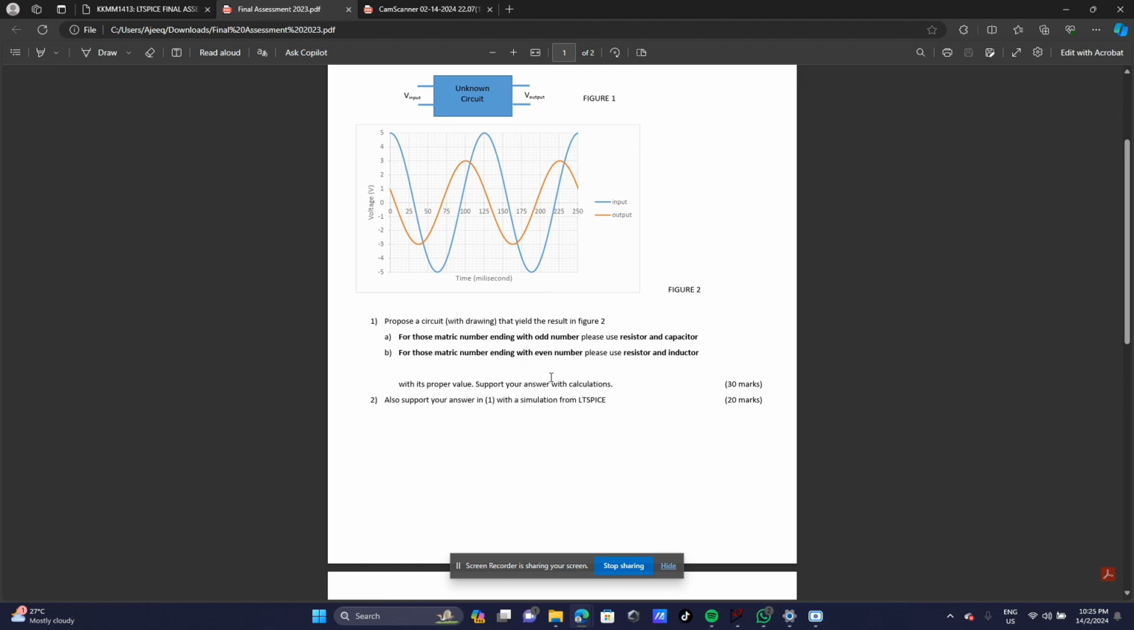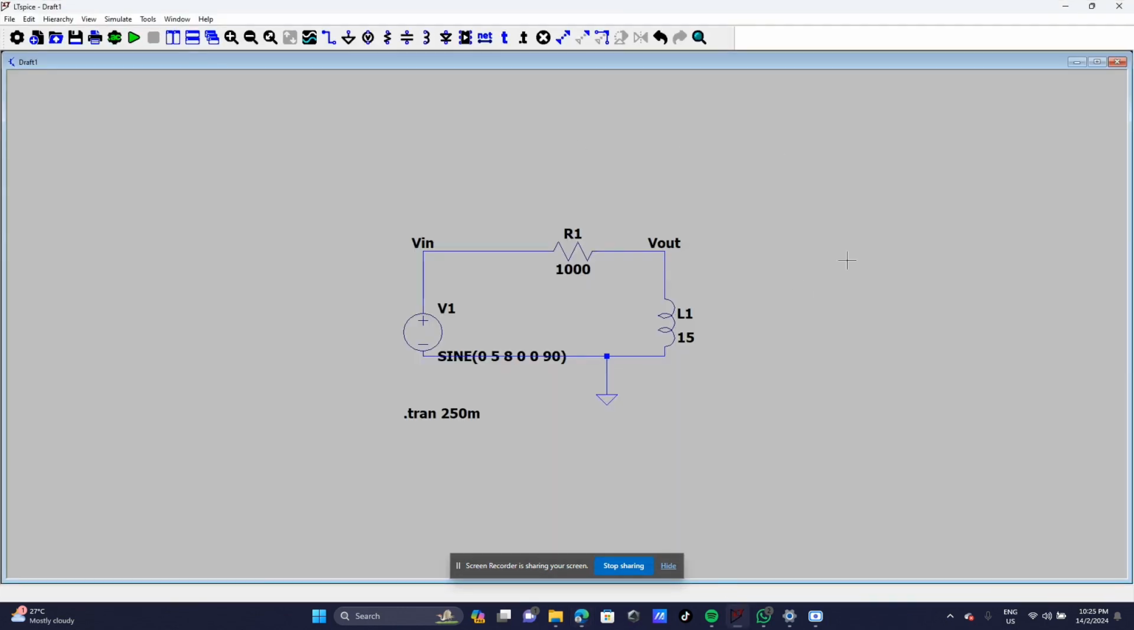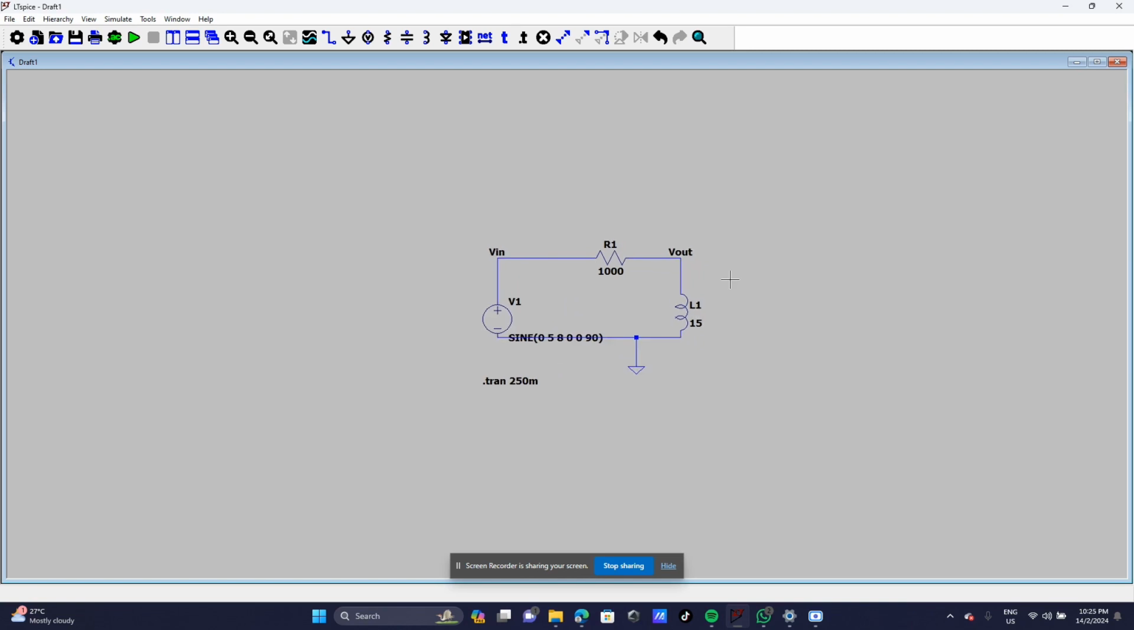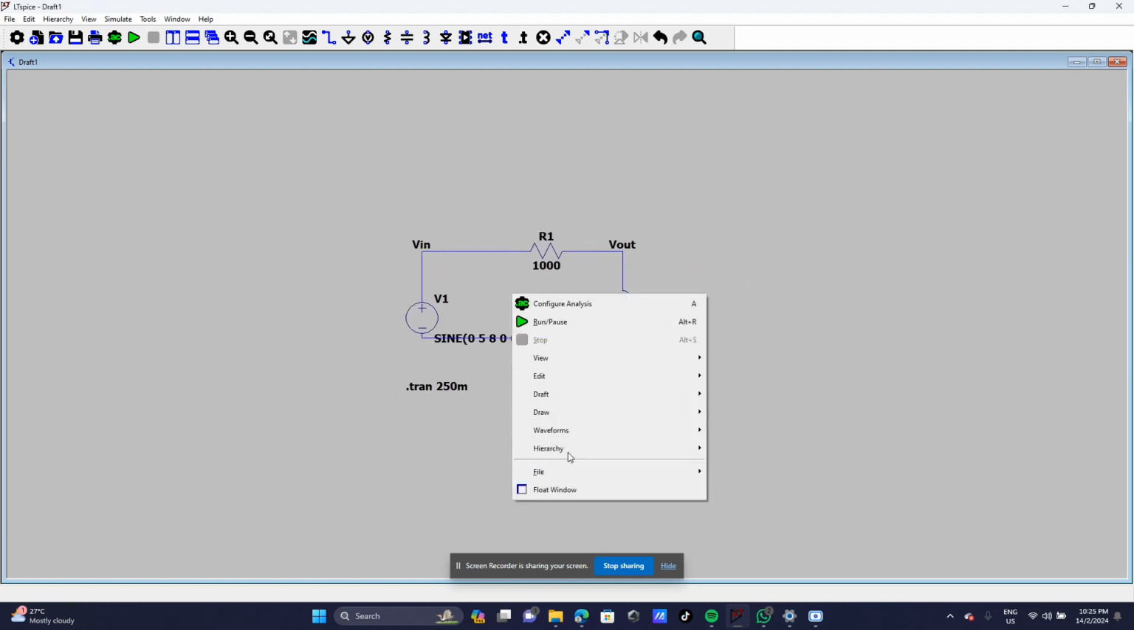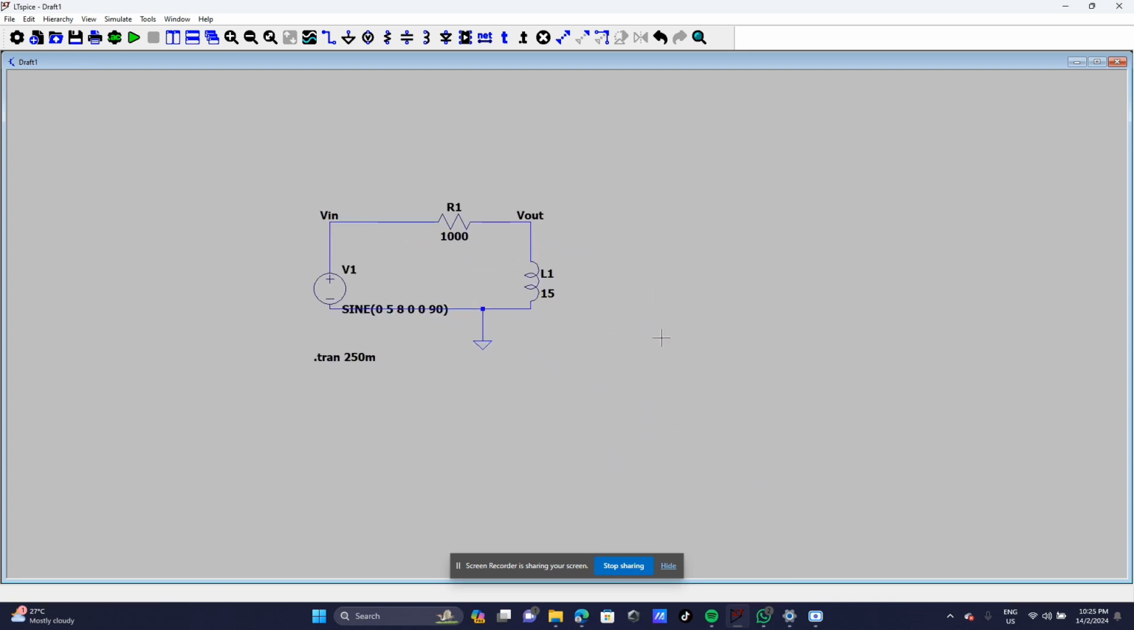So we're going to see the simulation first. I'm going to open up my LTspice, and this is my test. We're going to redo everything again. Don't worry. All right, we removed everything. Okay, we're going to start now.